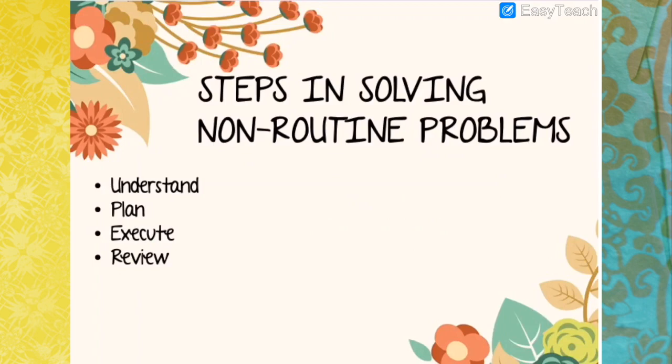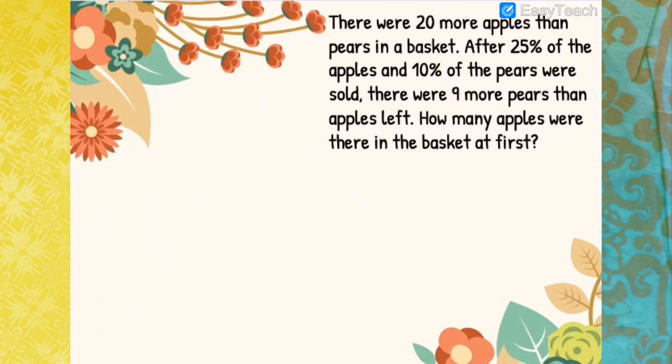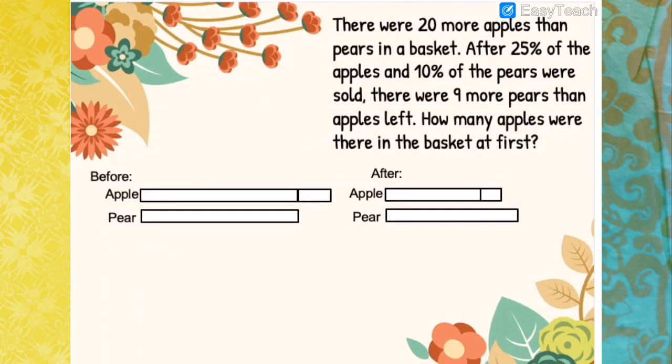Here are a few examples on percentage. There were 20 more apples than pears in a basket. After 25% of the apples and 10% of the pears were sold, there were 9 more pears than apples left. How many apples were there in the basket at first? So we will use a diagram for us to be able to understand this question.